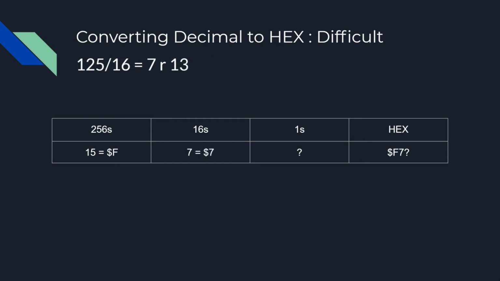We now take what we had left over, which is 125, and divide by 16 to find out how many 16s we had. And we get 7 with 13 left over. This means we have 7 16s, so we put 7 in the 16s place. Last, divide our remainder 13 by 1, and we get 13, which is symbol D for the ones place. So in total, that's F7D.